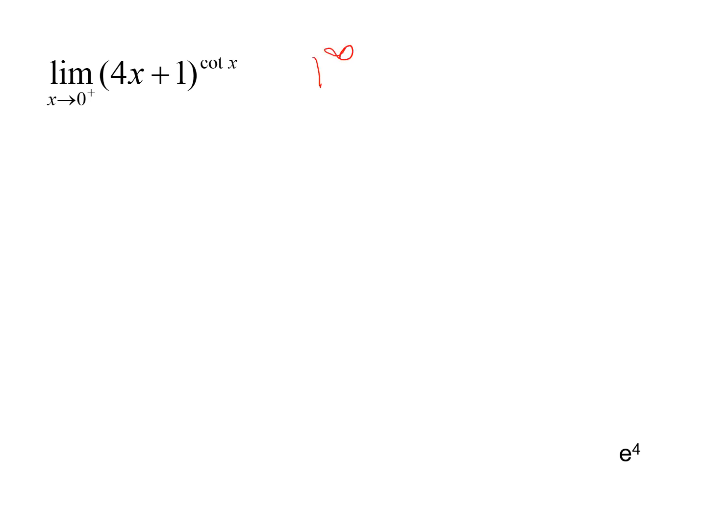So I'm going to say y is equal to the limit as x approaches 0 from the right of 4x plus 1 raised to the cotan x. I'm going to take the natural log of both sides.